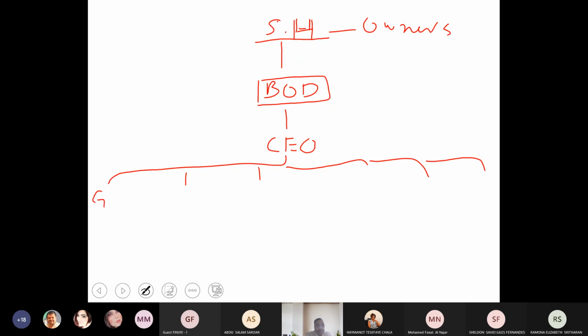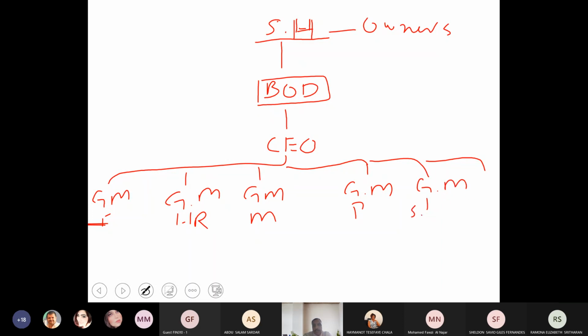It depends upon the company: GM finance, then they have a GM HR, different departments, then a GM marketing, then GM production, then, let's say, GM supply chain, and so on. Nowadays there can be a GM IT. Then what happens next? Each GM, like GM finance, will run his department, and in his department he will appoint manager finance, assistant manager finance, right? So this structure continues. This is called organization structure, and this is the type of structure we can see in most of the corporations around us.